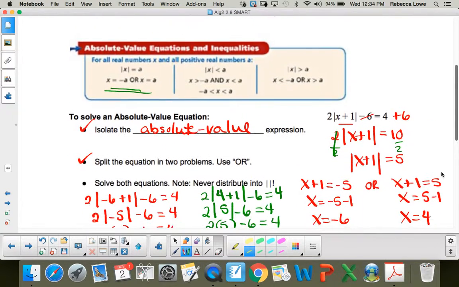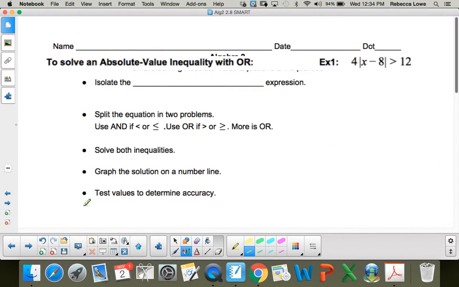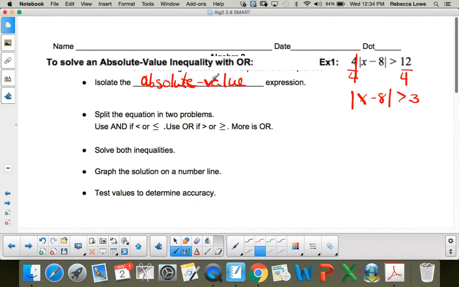So we're going to complete the second page, actually the third page. So the first step, just like solving an equation, is to isolate the absolute value expression. You want to make sure you do not distribute into the absolute value symbols. So we're going to divide both sides by 4 to get the absolute value of x minus 8 is greater than 3. So we can see that this is an and problem, or excuse me, it's an or problem, if you get greater than or greater than or equal to. So most likely the shading will go in opposite directions.